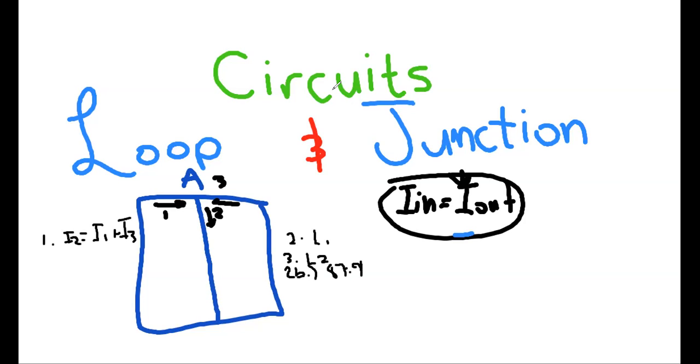87.9. I like to include this little resistance symbol. I1 minus 40 minus 70, and you want to make sure you write equals 0 at the end.